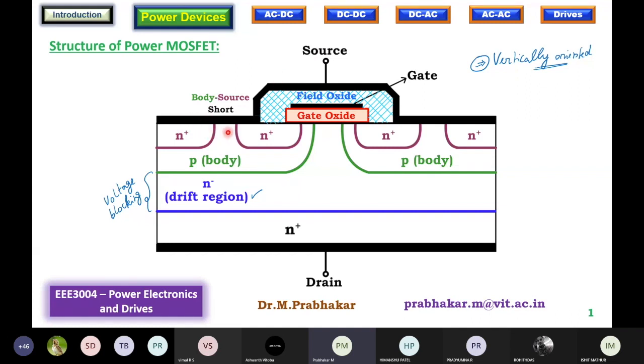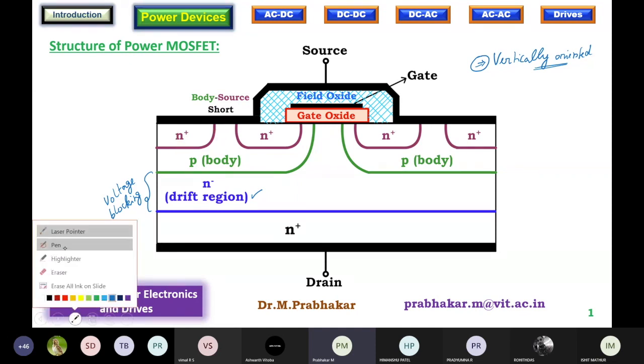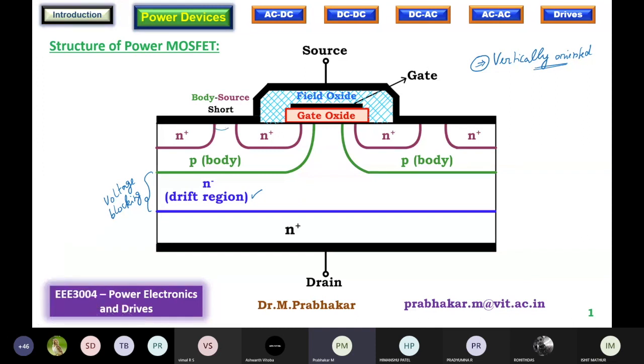Now, if you look into the structure, the N plus layer and the P-type body layer will be short circuited. There is a short here. This short is referred to as the body source short, which means practically when you get that MOSFET, you can use the body layer as a source.